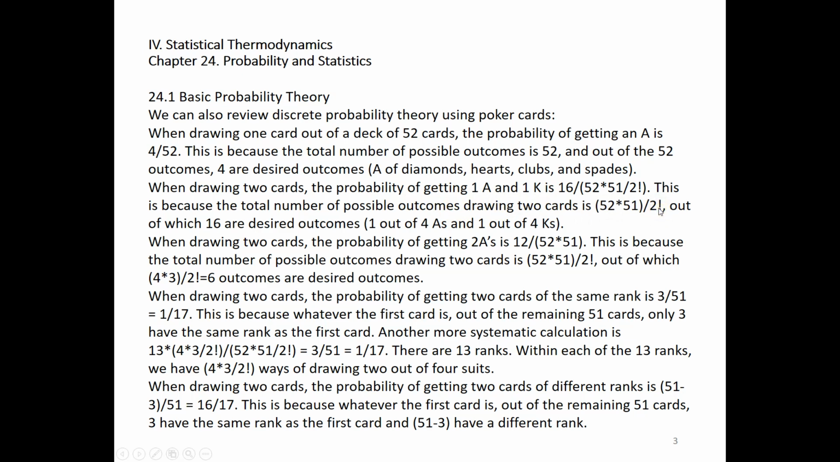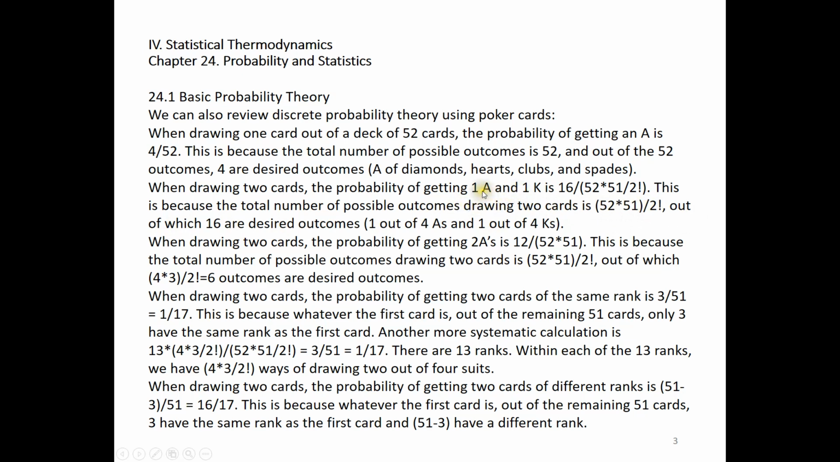More accurately, we need to divide that by 2 factorial, because when you have 3 cards, you can have 3 factorial different orders. So you can have ABC, ACB, BAC, BCA, CAB, CBA, 6 possible different orders. But we count them as one possible outcome. So we need to divide those by 3 factorial.